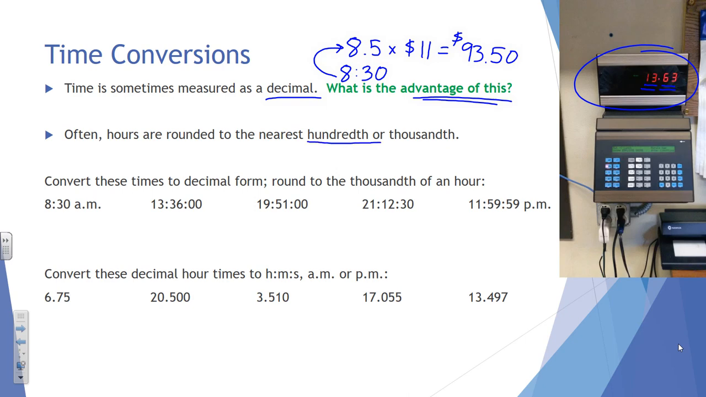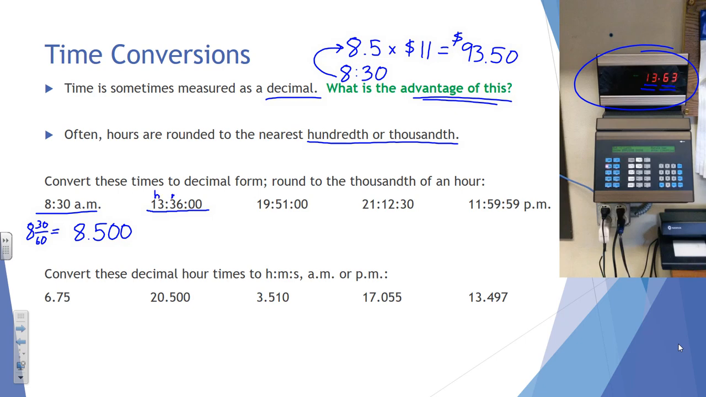They're typically rounded to the hundredth or maybe to the thousandth if we want to have a little bit more precision. So let's take these 5 times and convert them into the thousandth of an hour. 8:30 a.m. Well, pretty clearly, 8:30 is half past 8. So we could say that that's 8.5 hours. But mathematically what's happening there is we're saying it's 8 hours and then 30/60ths of the next hour, because of course 60 minutes makes up an hour. So we would divide the 30 by 60, and that gives us 8.500 hours.